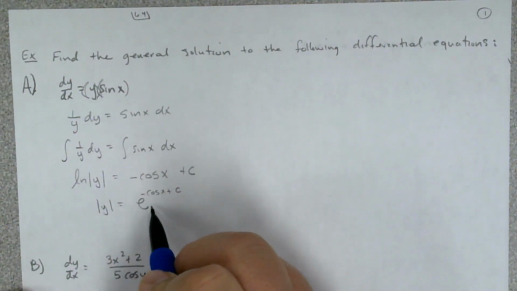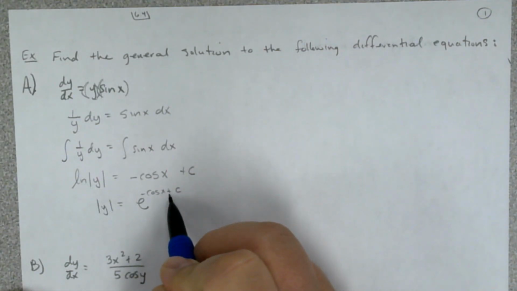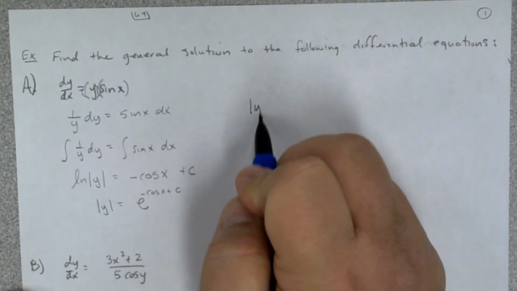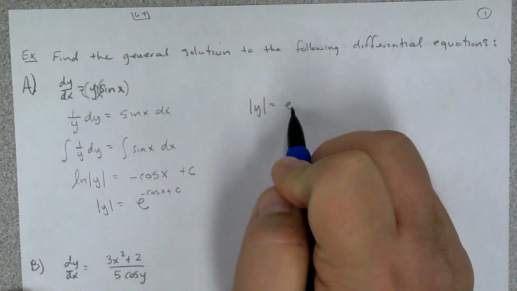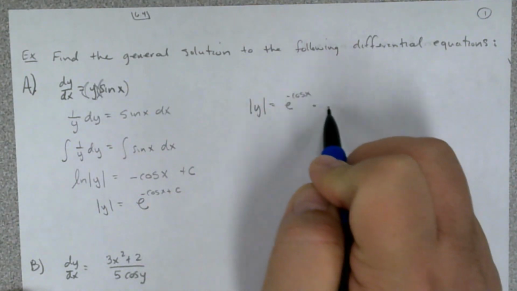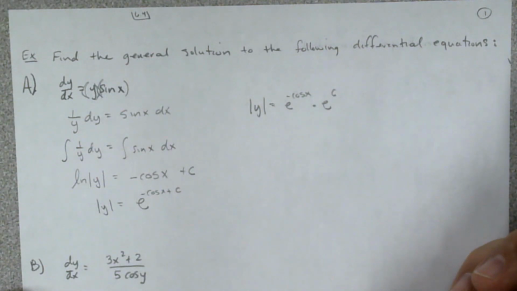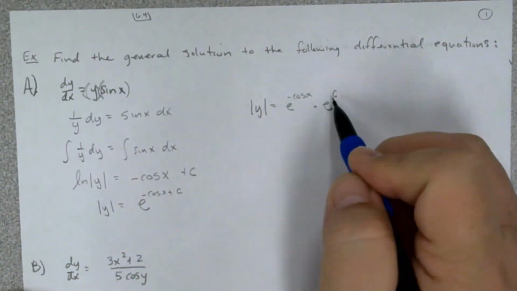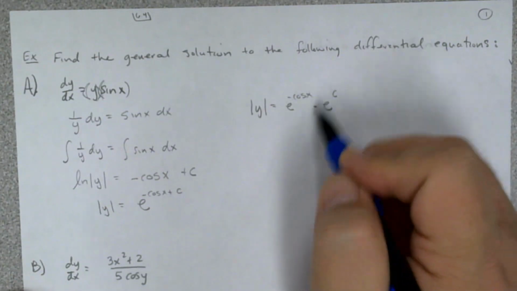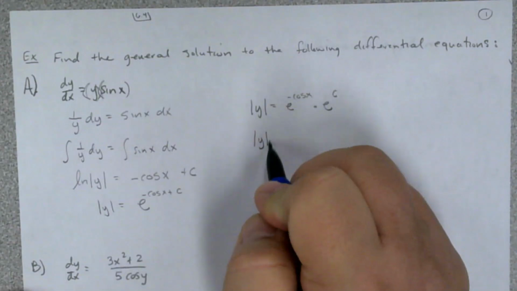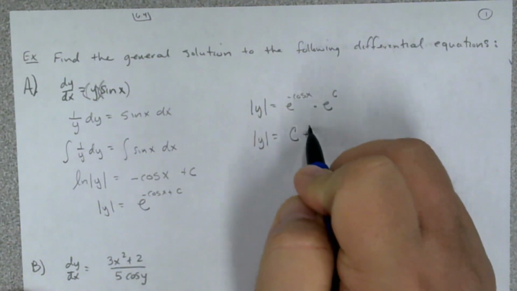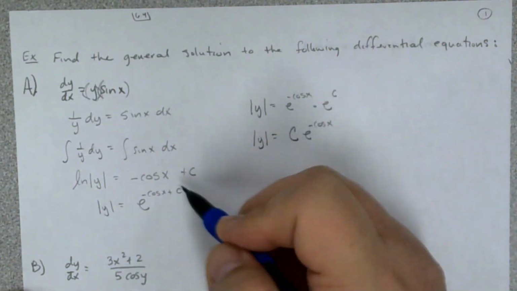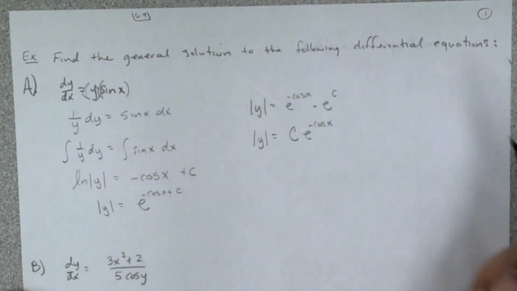First things first, because this is a plus, I can use exponent rules and separate this out. So the absolute value of y is equal to e to the negative cosine of x times e to the c. Because same base, you add the exponents. Well, e to the c is just a number, so that's a new constant. And so now I have the absolute value of y equals a new constant times e to the negative cosine of x. So that takes care of that plus sign that's up in the exponent. If it helps us out, that's what we do.